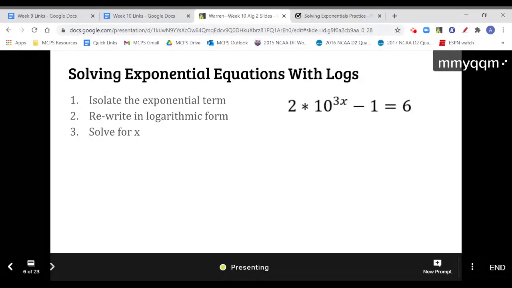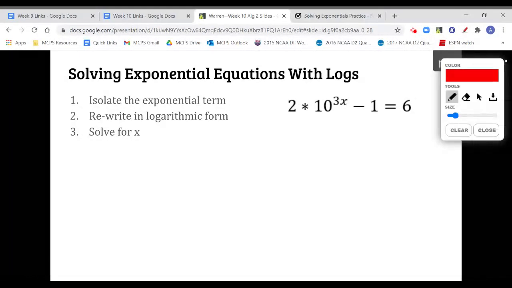Okay. So let's solve out another problem. So again, I have to start by isolating the exponential term. So I want to get 10 to the 3x all by itself. Okay, in order to do that, I'm going to use my inverse operations to get rid of that multiplication of 2 and the subtraction of 1.